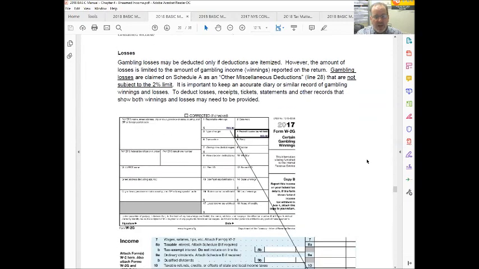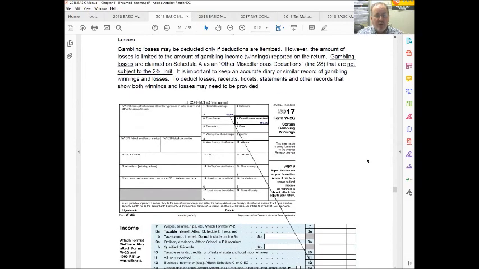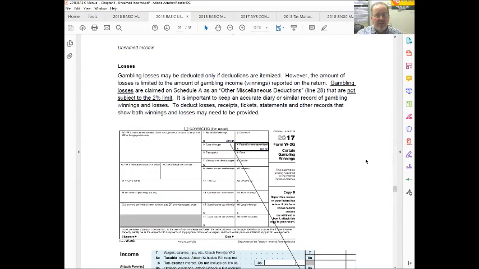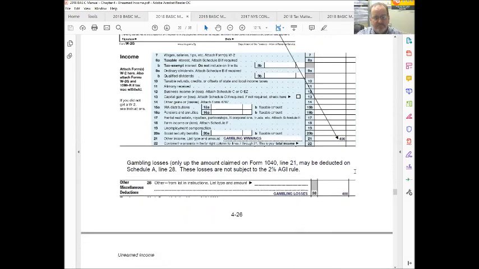And again, losses. Those losses can go on there, and they will go on the return on the Schedule A. We'll talk about that when we get into itemized deductions.